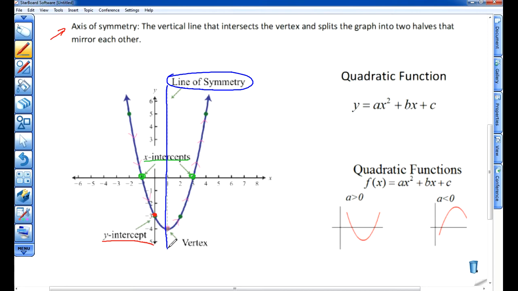It's also important to label the line of symmetry. The line of symmetry is a vertical line. The equation of a vertical line looks like x equals, and then whatever value this line crosses the x-axis. In this case, it's at 1. So x equals 1 would be the equation of this line of symmetry. It's going to be important for us to label that when we get to graphing these quadratic equations.